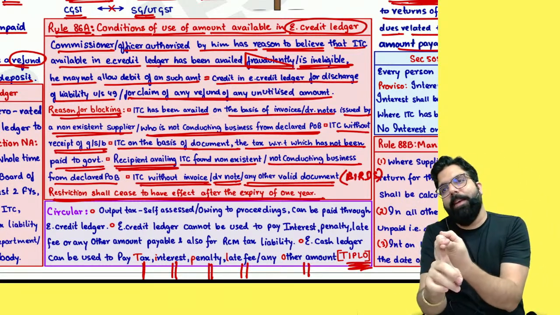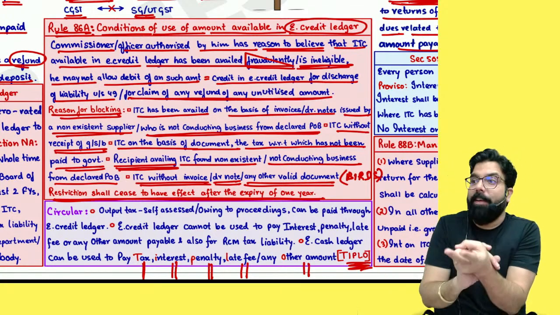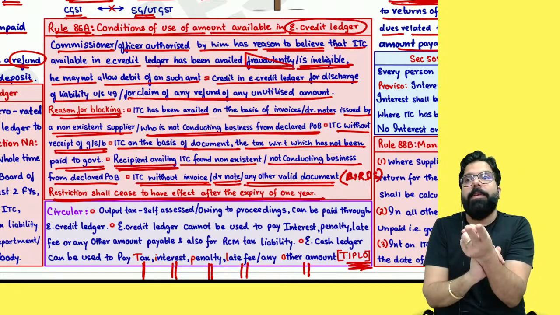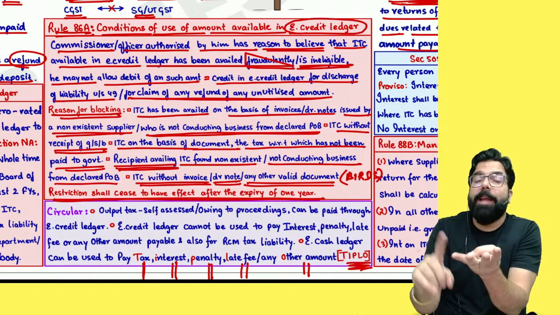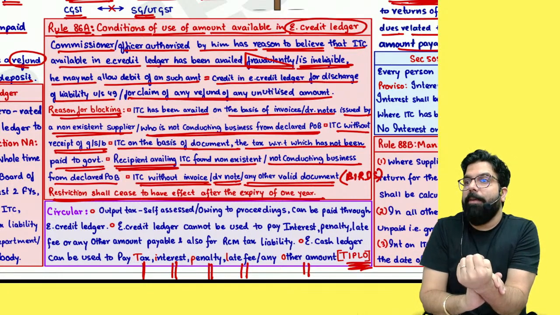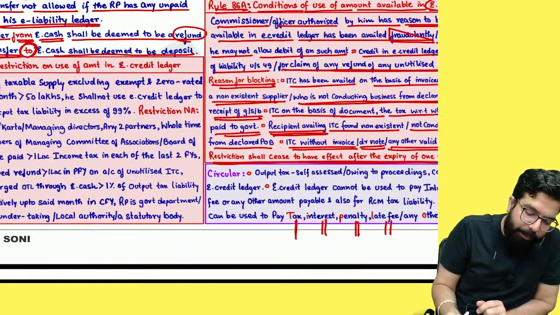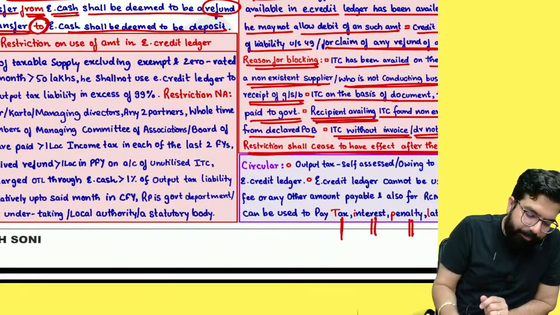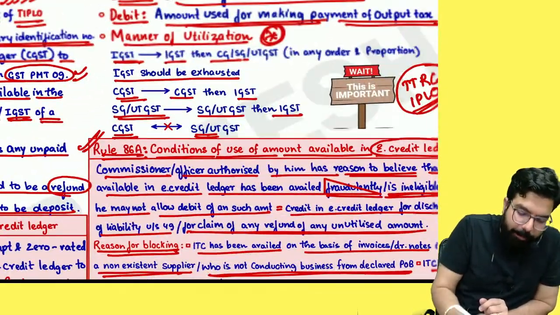The supplier is not existing or not doing business from the declared place of business. The recipient is not existing or not doing business from the declared place of business. You have taken the credit without receipt of goods. You have taken the credit without document. Are we clear, everyone? Then your credit can be blocked. And what is the maximum time limit for blocking, everyone? 1 year. Next. So remember this rule number 86A, very, very important from exam point of view.